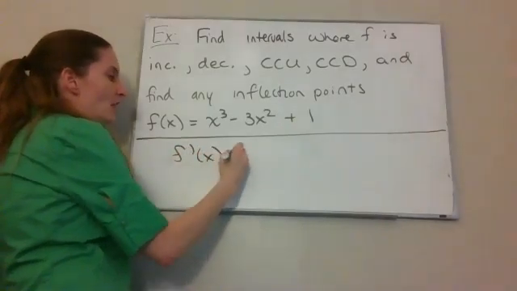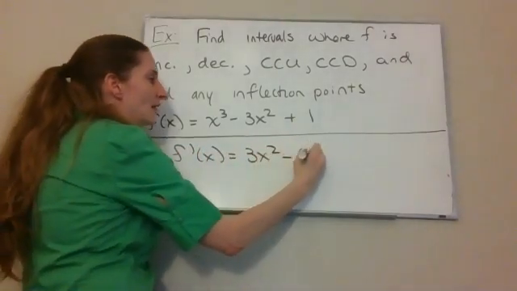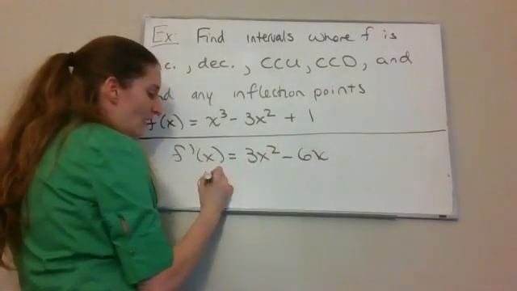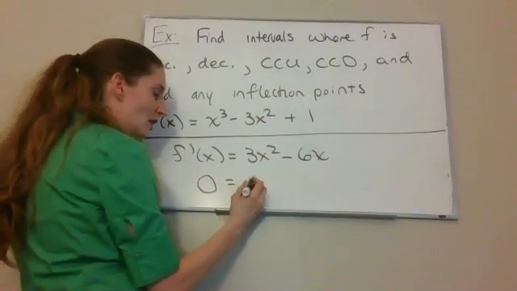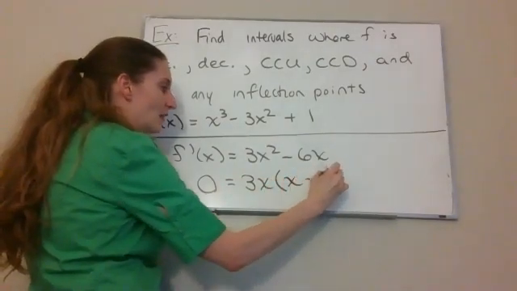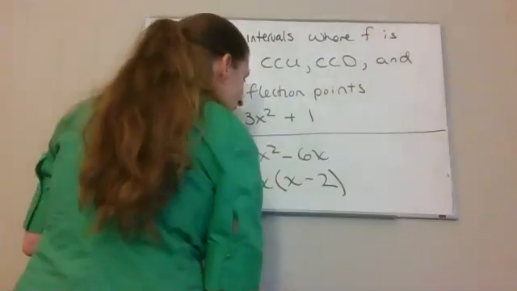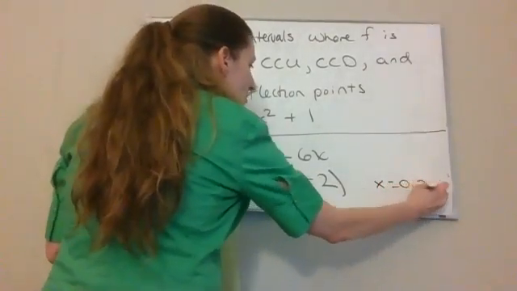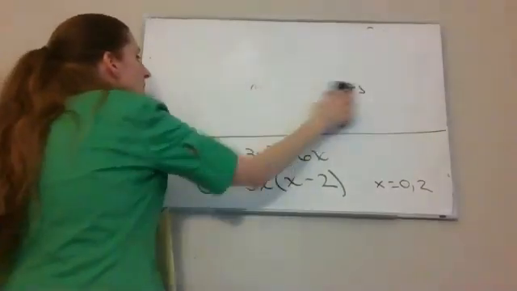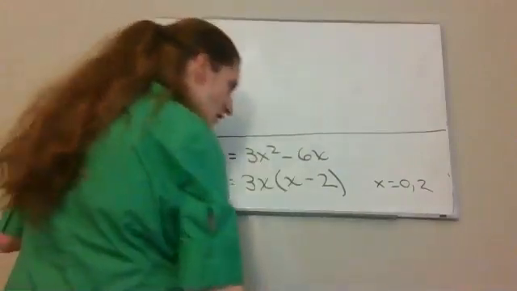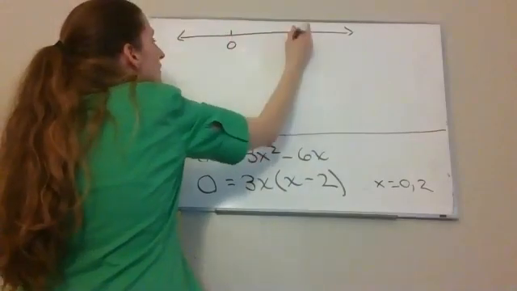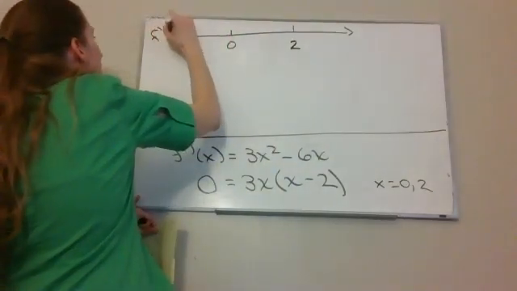Starting with our derivative, I get 3x squared minus 6x. I want to first find where this is equal to 0, and then I can check where it's increasing or decreasing. So I'm going to factor. I have 3x times an x minus 2. So this is equal to 0 when x is 0 or 2. So I can put those on a number line.